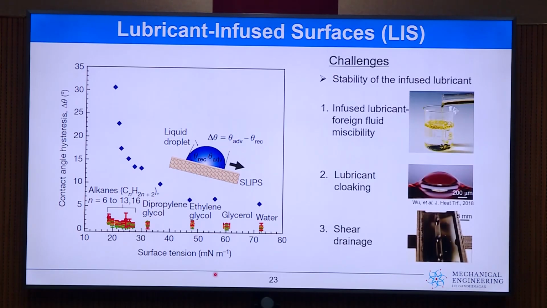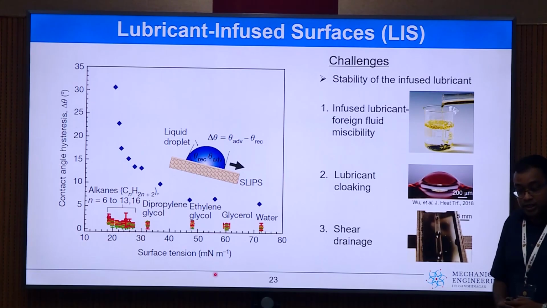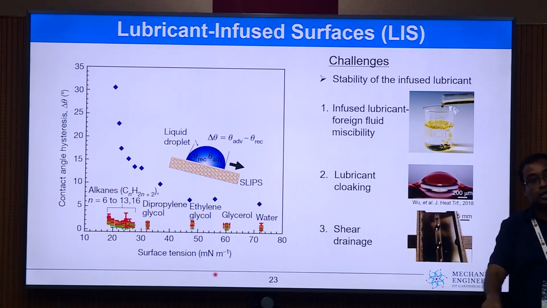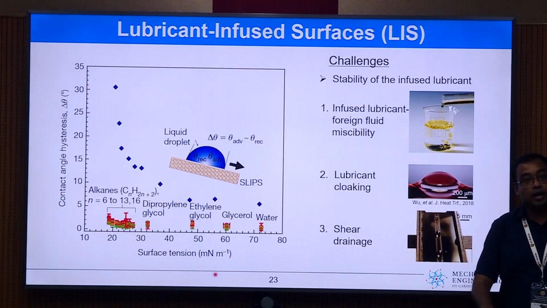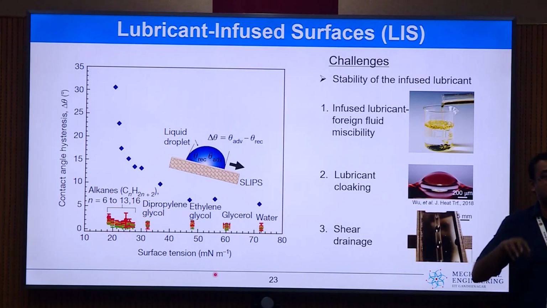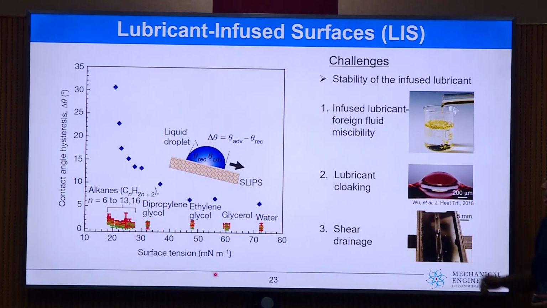However, it comes with its own demerits, its own challenges. The first and foremost is it has to be a lubricant or an infused liquid which is immiscible with the foreign fluid, or in this case with the condensate. There's also a term which we call lubricant cloaking, which is essentially if I have an external droplet, let's say a water droplet sitting on the surface, and I have an oil layer on the surface, the oil layer can encapsulate or cover that water droplet. Right, so that is termed as lubricant cloaking.